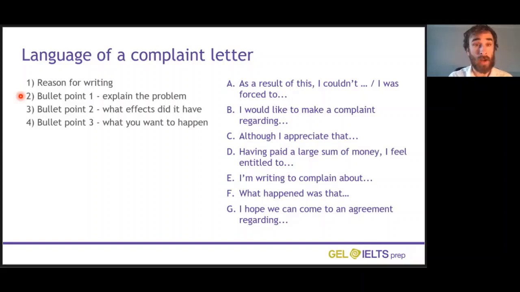So in our second paragraph, where we need to explain the problem, we could start with F. What happened was that I opened the door to my room and I immediately felt, etc., etc. So that's a way of starting your story in the past. Now look at paragraph 3.